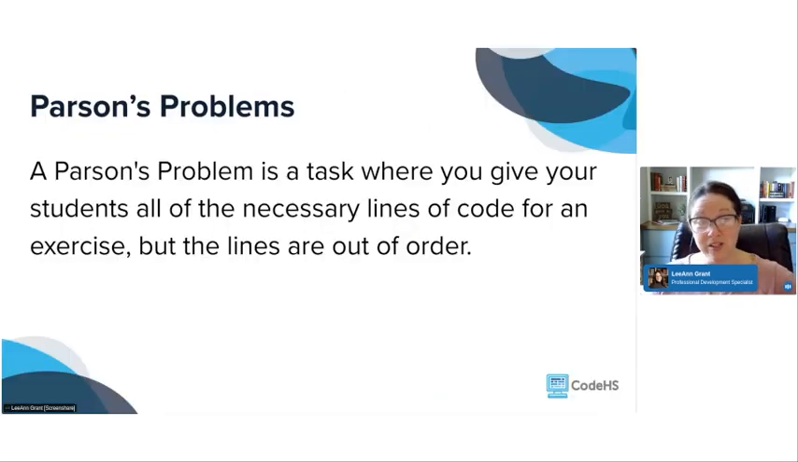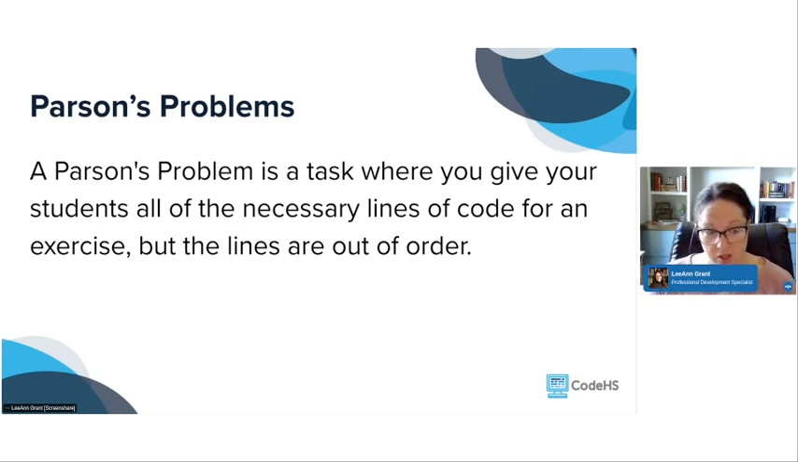All right, Parsons problems. This is one of my favorite things. A Parsons problem is a task where you give your student all of the necessary lines of code for an exercise, but they're out of order. And then they have to put them in order. How does this spark discussion? They are going to have to figure out which way it goes.